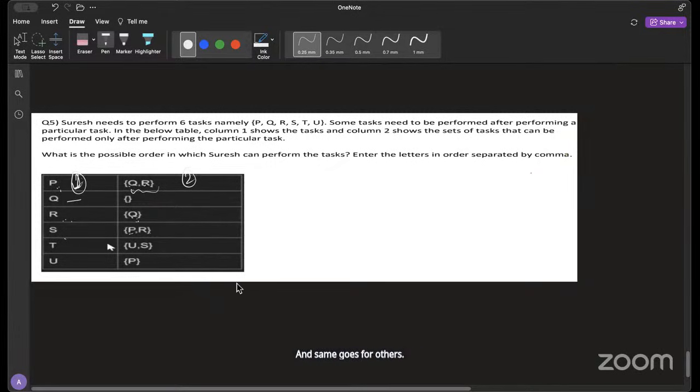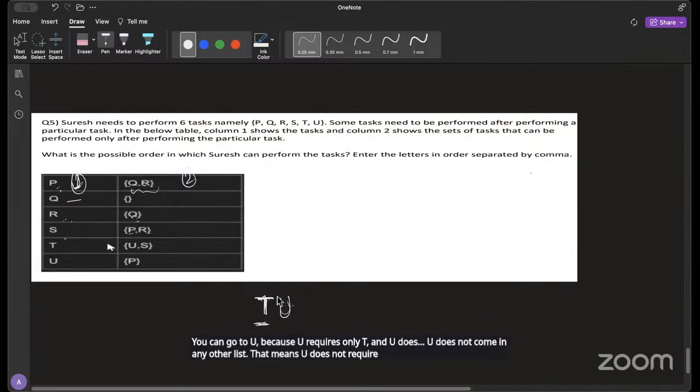Ma'am, is it T U S P R Q? You can start, the starting point is definitely T. Because in this list, only T is missing. That means only T is independent of every other task. Here, only T is missing in the second column. That means you can start only with T. Then U: you can go to U because U requires only T and U does not come in any other list. That means U does not require any other task. So U can be next.